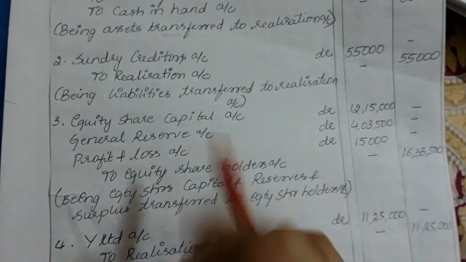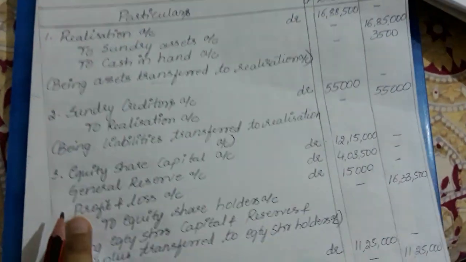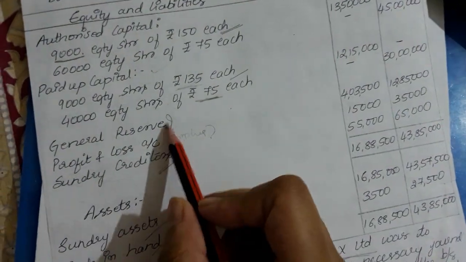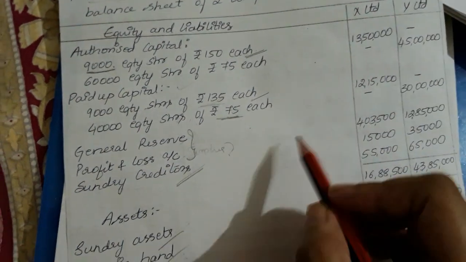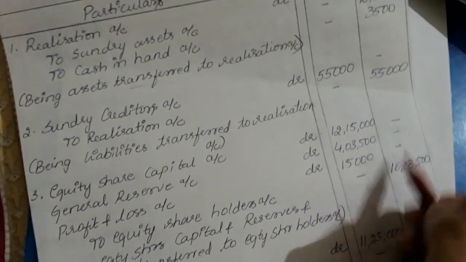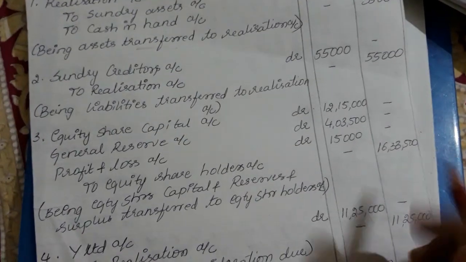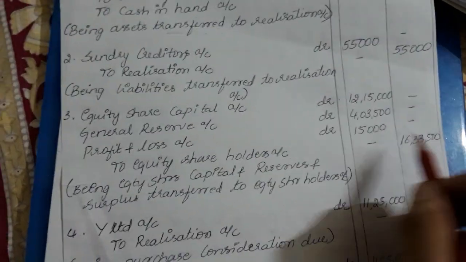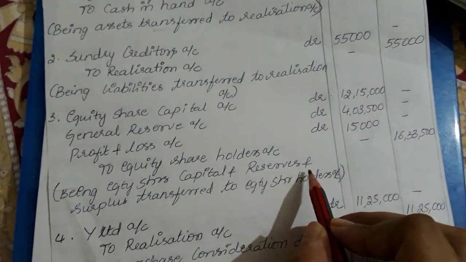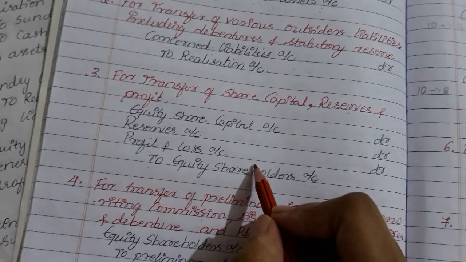Equity share capital 12,15,000. So what is the equity share capital? 12,15,000. Done. Then reserves and surplus and profit and loss account. What is the value of reserves and surplus? 4,33,500 and 15,000. So in total, for equity shareholders we are transferring 16,33,500, being equity share capital, reserves and surplus transferred to equity shareholders. Done with the third entry.